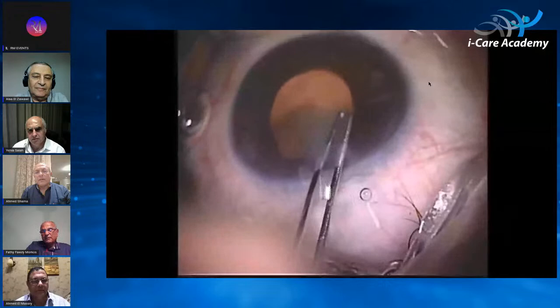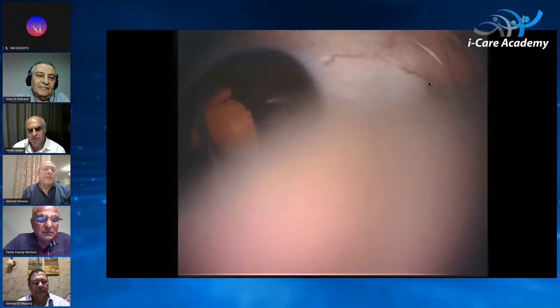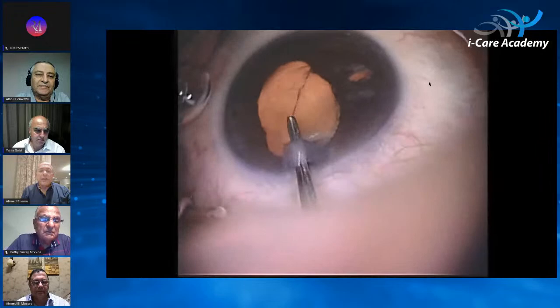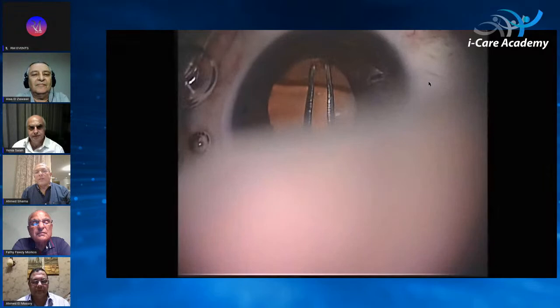Usually I like to remove this part that is making like a string to the fibrotic part in the pupillary margin. I usually prefer to remove it. There will be some bleeding, but this will allow the pupil to dilate nicely afterwards.